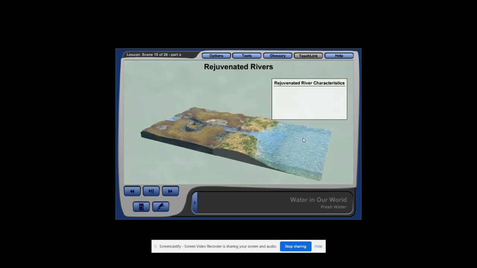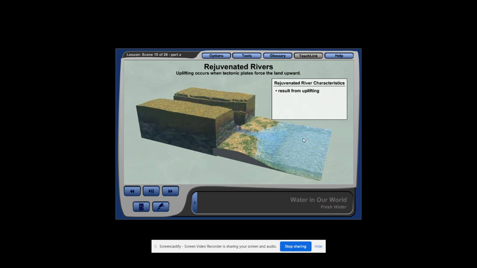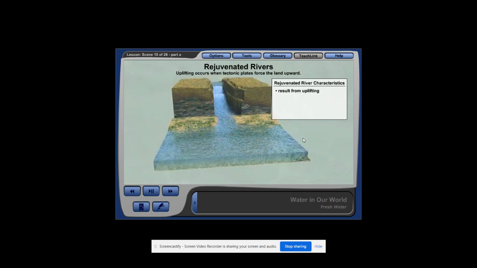Rejuvenated rivers form when the surface of the land rises above the level of the river, which can happen in a process called uplifting. Uplifting occurs when the Earth's tectonic plates collide and force one or both sides of the land upward. When the surface of the land is pushed upward, erosion causes the level of the stream bed to cut below the surface of the land in a process called downcutting.